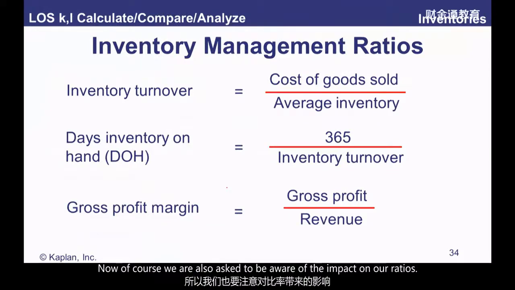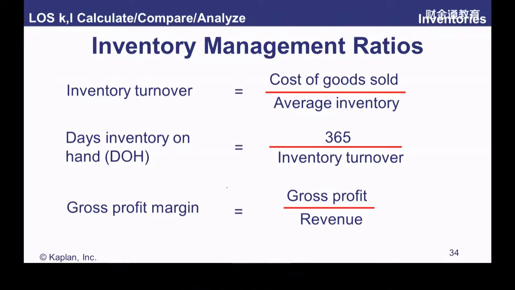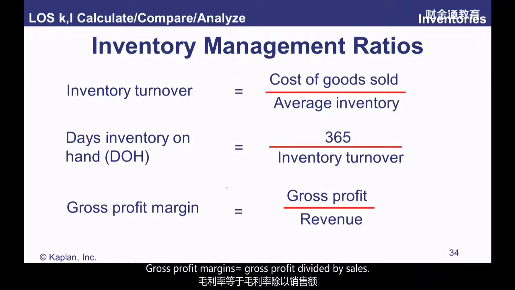Now, of course, we're also asked to be aware of the impact on our ratios. So inventory turnover, cost of goods sold over average inventory, of course, we've already talked about that one. Days of inventory on hand, 365 divided by inventory turnover. Gross profit margin, gross profit divided by sales. And of course, you'd find this final ratio on the face of a common size statement.